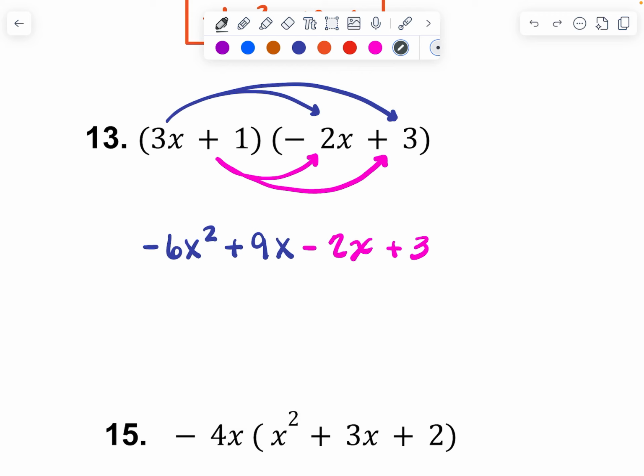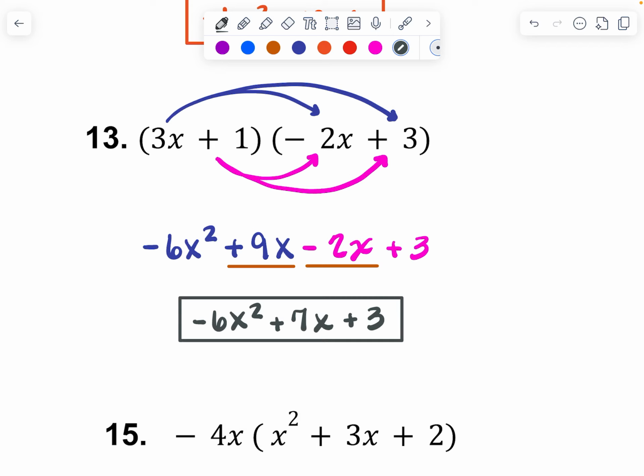Now it is just an addition problem of combining like terms. I do not see any other 6x squareds, so I'm just going to bring him down. But I do notice I have a positive 9x, and I'm taking 2 of those x's away, so that is going to leave me with positive 7x's. And then, of course, my constant plus 3 is going to come down in the end because there are no other constants to combine him with. And that is our final answer.